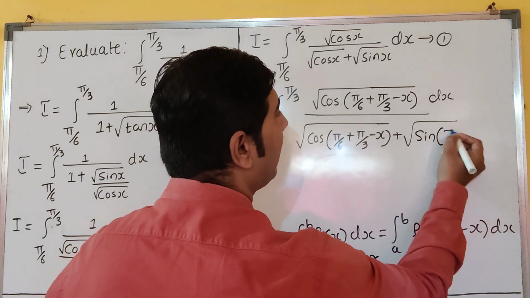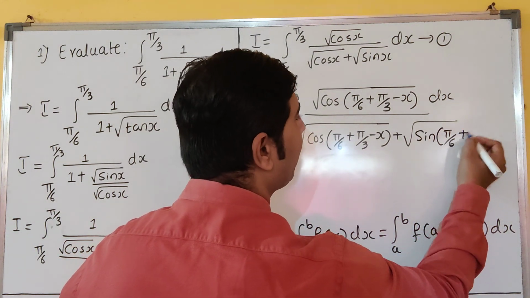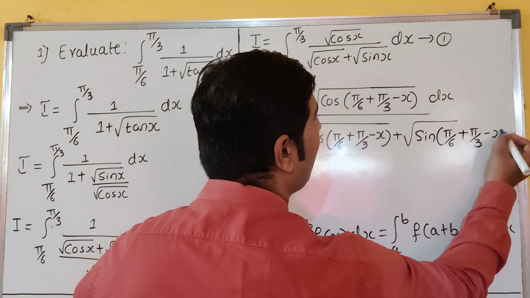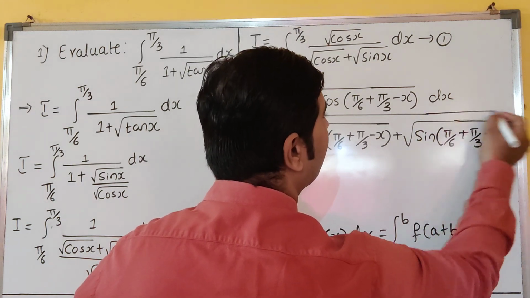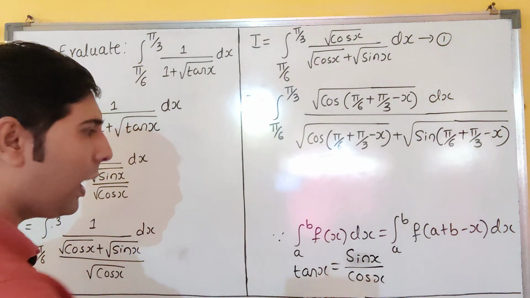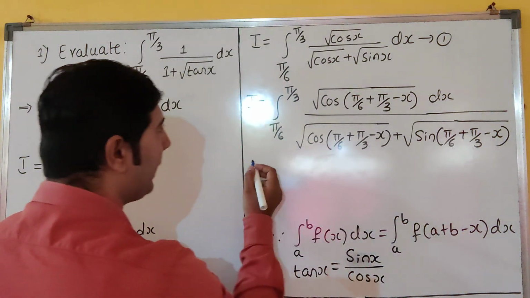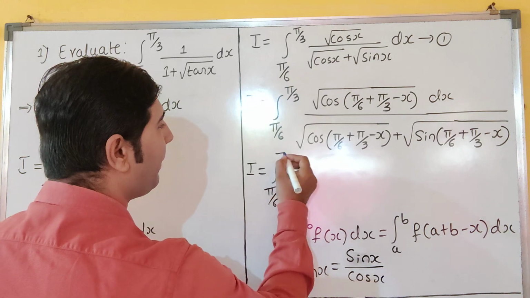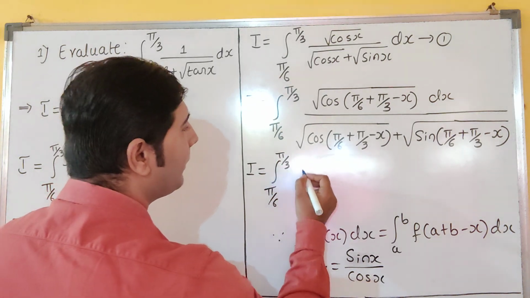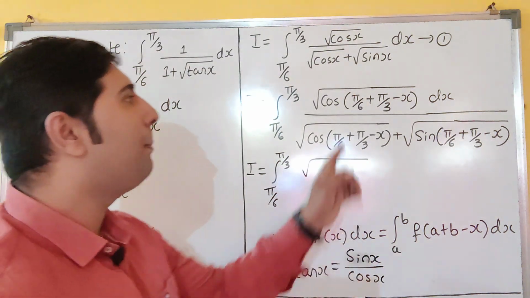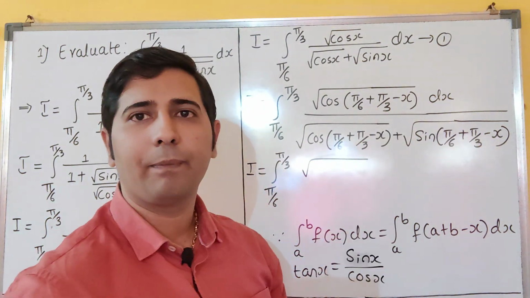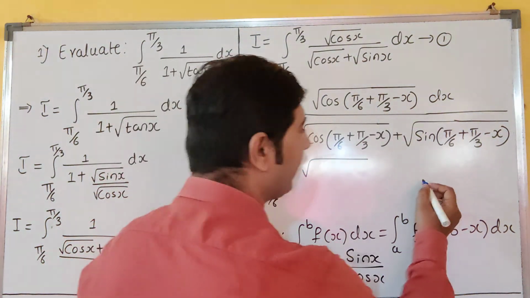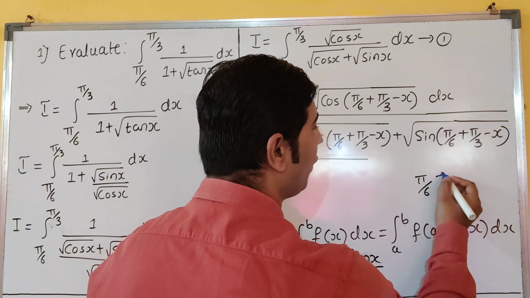Here also x is there. Sin of a plus b, pi by 6 plus pi by 3 minus x. This is our F of a plus b minus x. So now, dear students, observe pi by 6 and pi by 3. How much will you get? Pi by 6 plus pi by 3. I will show you this simplification using the LCM.